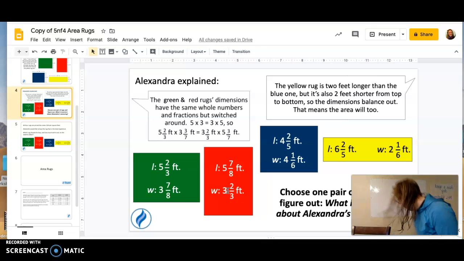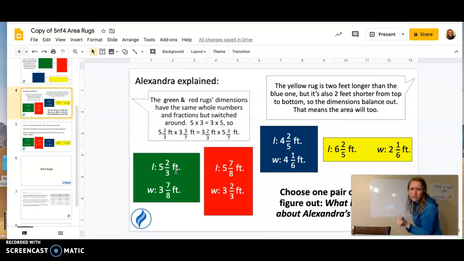So for the first one, we're thinking about how to multiply fractions, and we've done this already. The green and red rugs' dimensions have the same whole number and fractions, but switched around. So 5 times 3 equals 3 times 5. The whole numbers are the same. We're going to see if it's correct. So we're finding the length times the width, right? So the area for the green rug. I'm just going to write green so that we remember that that's the one we're doing. So 5 and 2/3 times 3 and 7/8.